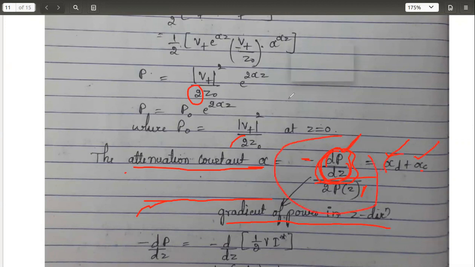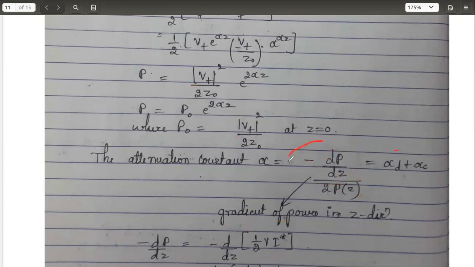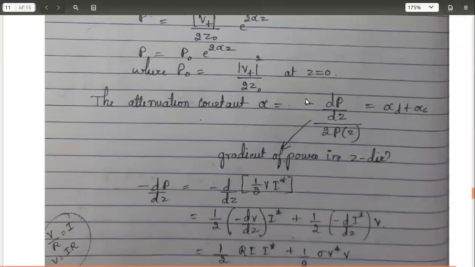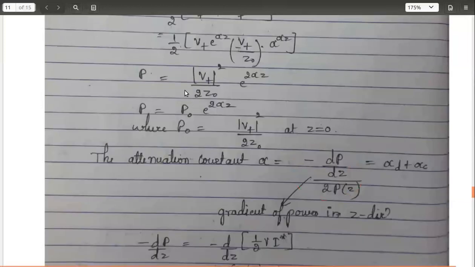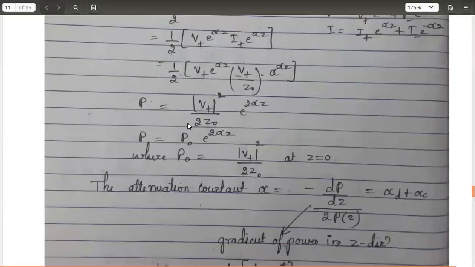Now what I will do, let me see whether I can solve this. Already here we have got the power equation. So what I can do, I can simplify this. Okay, let me take this numerator, minus dP by dz. So originally it was half of V into I, so power. Okay, you can start from this end or you can originally start from this, no issues.